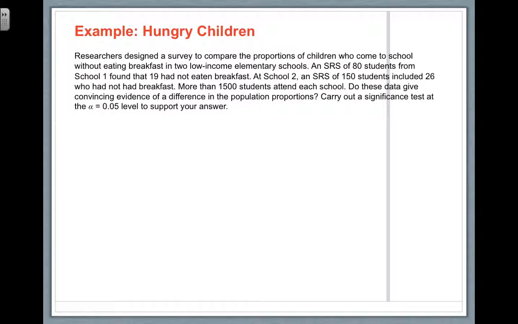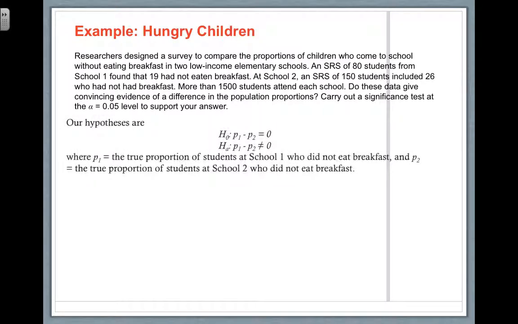Researchers designed a survey to compare the proportions of children who come to school without eating breakfast in two low-income elementary schools. An SRS of 80 students from School 1 found that 19 had not eaten breakfast. At School 2, an SRS of 150 students included 26 who had not eaten breakfast. More than 1,500 students attend each school. Do these data give convincing evidence of a difference in the population proportions? Carry out a significance test at the alpha 0.05 level to support your answer.